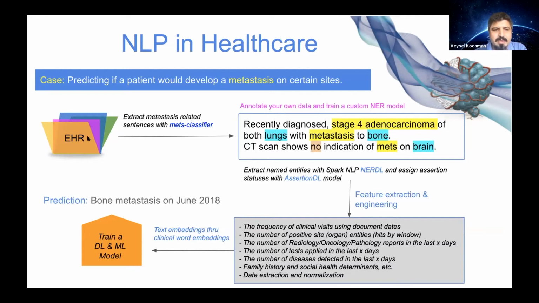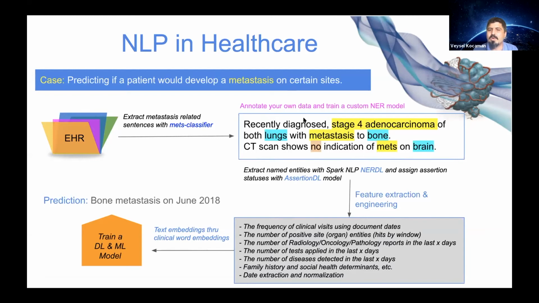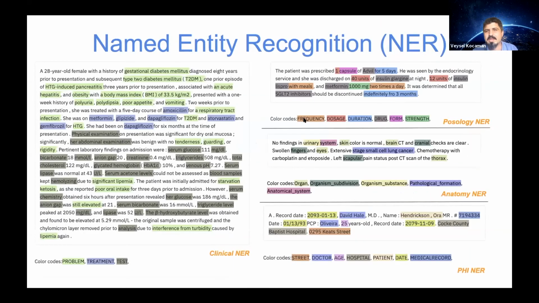So we take the health records, we extract the entities, we get the assertion status, like if it's absent, present, or family related, and then we apply some feature engineering steps. Because there might be many other indicators that would help me detect if this patient would develop a metastasis or not. And then using some NLP techniques, we train a model, a classifier, etc. So that's why we need NER at the core of this problem. This is the output of NER.